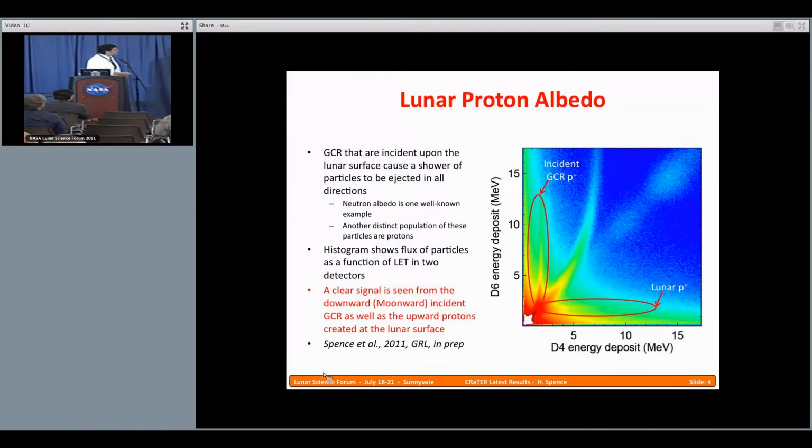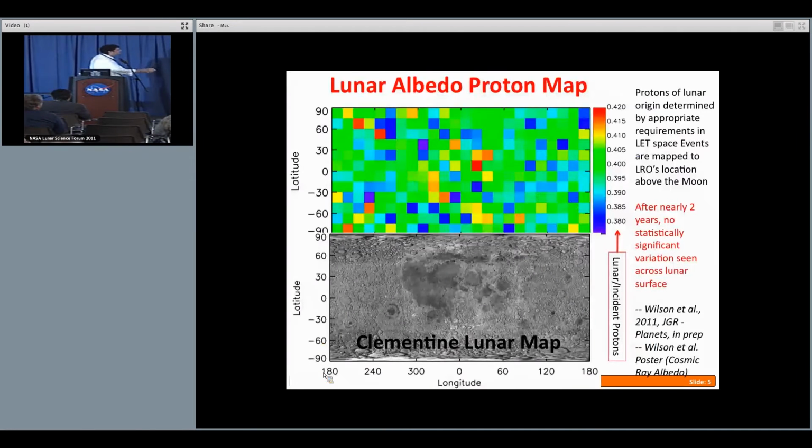If you ask how you differentiate the lunar species from the incident GCR, you can make these plots of D6 versus D4. If you remember, D6 is closer to the lunar surface. There you're seeing most of the energy dependence is due to the incident GCR, whereas on D4, most of the energy dependence is coming up from the lunar protons. So if you just segregate these areas in the observations, you can segregate between the incident galactic cosmic rays and the lunar protons. And so we're able to do diagnostics.